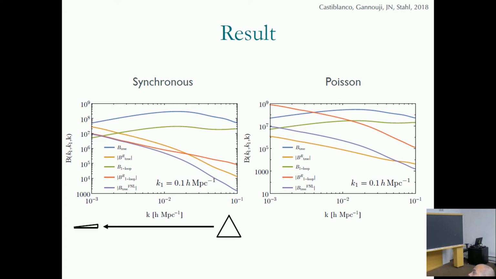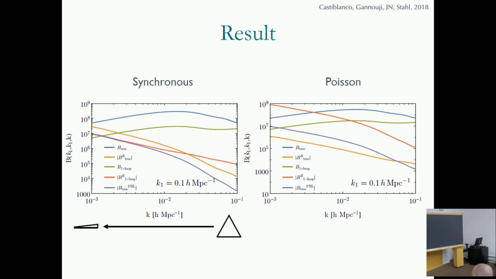The blue line is the tree-level Newtonian bispectrum. The green line is the Newtonian 1-loop bispectrum. The purple line is what you would observe if you had f_NL equals 1. And if you believe claims in the literature, you will be able to observe this purple line in some sense.